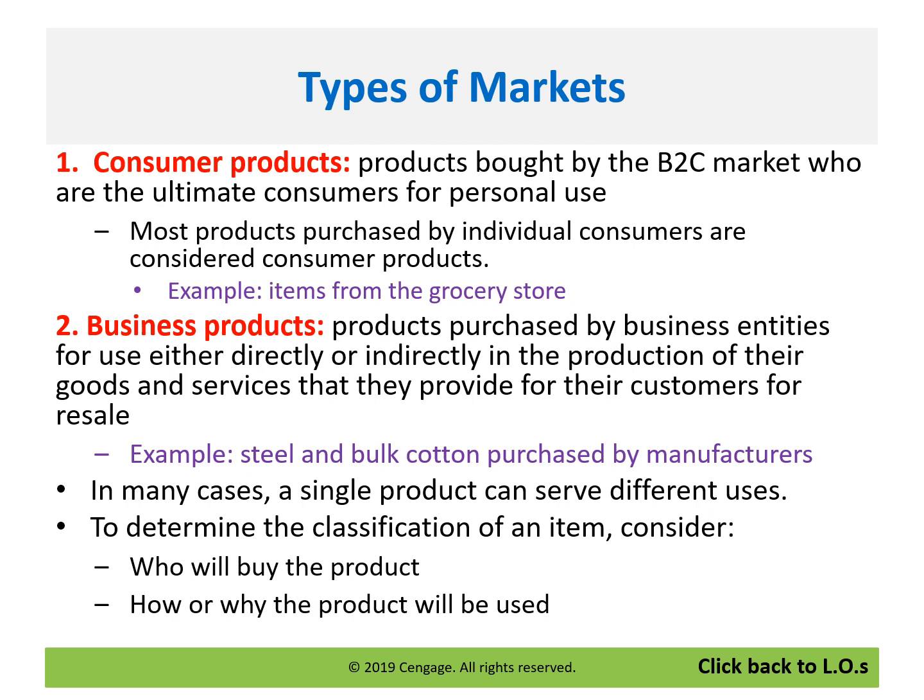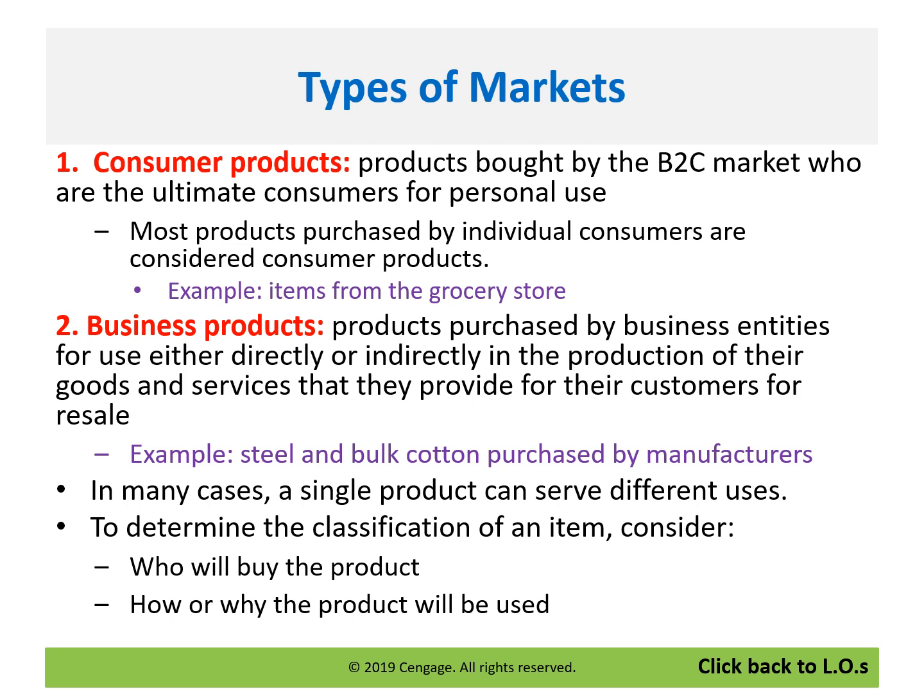The second type are business products. They are the products purchased by business entities for use either directly or indirectly in the production of their goods and services that they provide for their customers for resale. For example, steel to be used for construction materials, or bulk cotton for manufacturers of fabrics or pillows.